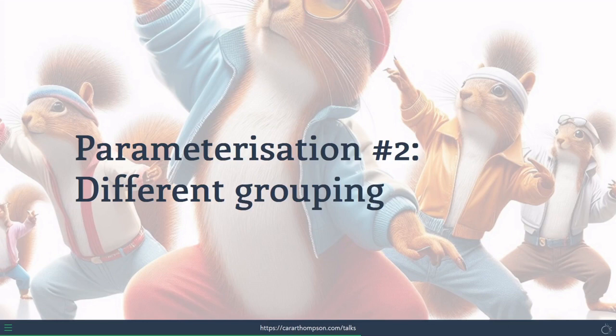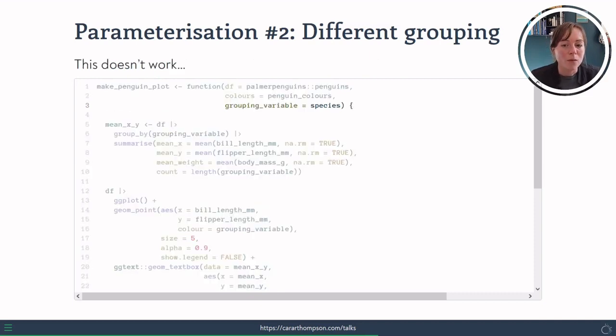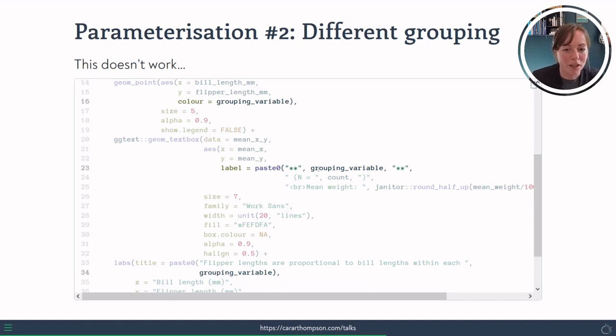The next way that we can parameterize our plots is by specifying different groupings for how we want to organize the data. So here we have our function again, and what we want to do this time is maybe group it by species rather than grouping by island. So let's see how we need to rework this to make that happen. We need to add a grouping variable, and we're going to say grouping variable equals species. And then we're going to feed that in to the grouping variable here and count the length of that grouping variable, and then in the plot we're going to paste that grouping variable in again.